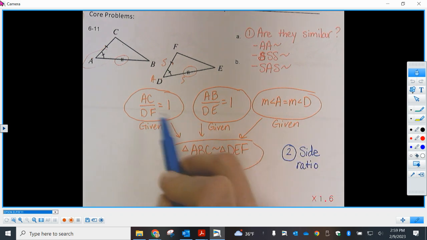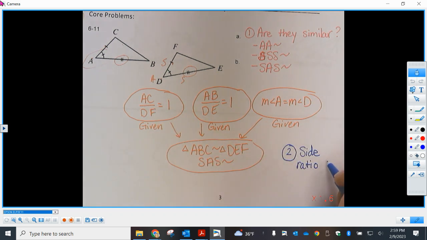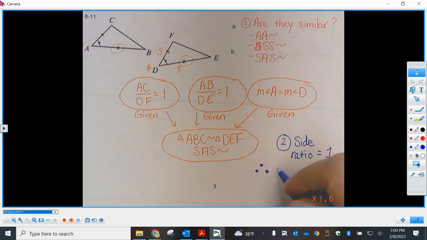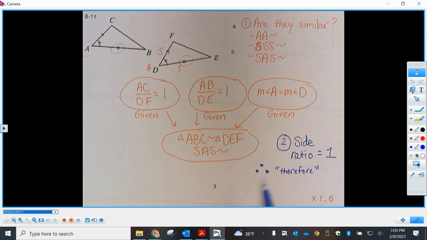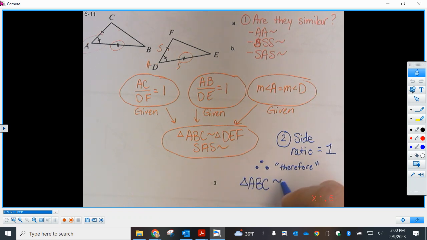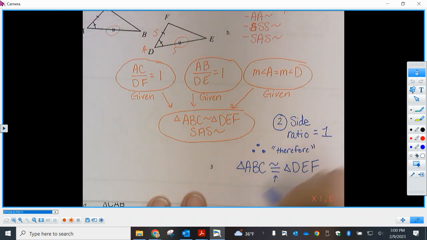We can see right there, they were marked as the same, so that's equal to 1. Therefore, and I don't really want to write therefore every time, so I'm going to put these little dots. When I put these dots, that means therefore. I just don't want to have to write that every time. Therefore, the triangles are congruent. So instead of just this, I can say triangle ABC is congruent to triangle DEF. And again, if you were gone, this means is congruent to.